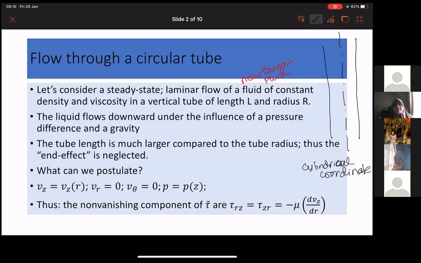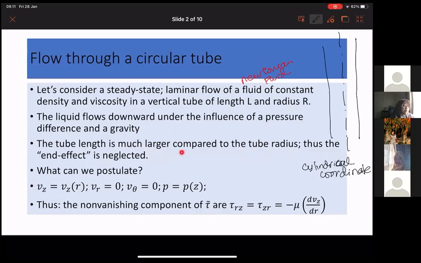Now let's try to imagine the phenomenon where we have liquid falling downwards under the influence of a pressure difference and gravity. The tube length is much larger compared to the tube radius, so we don't consider the end effects, the ones before and after the length L; we neglect them.